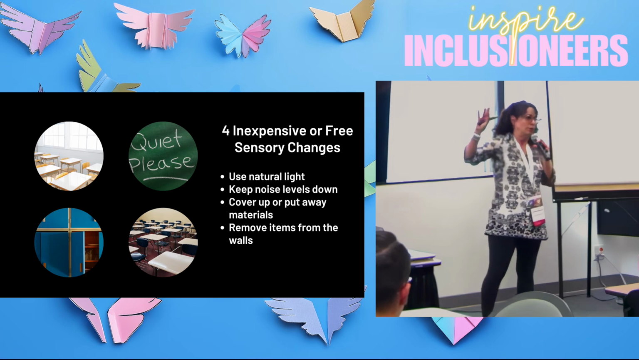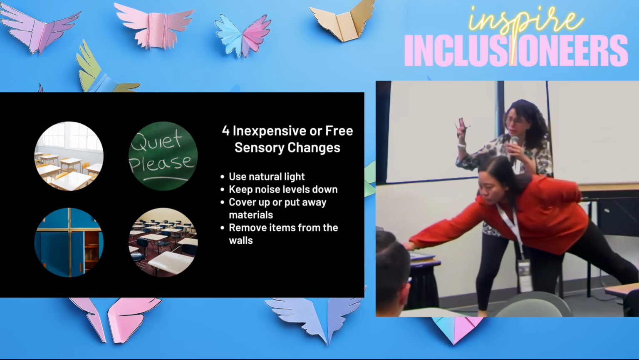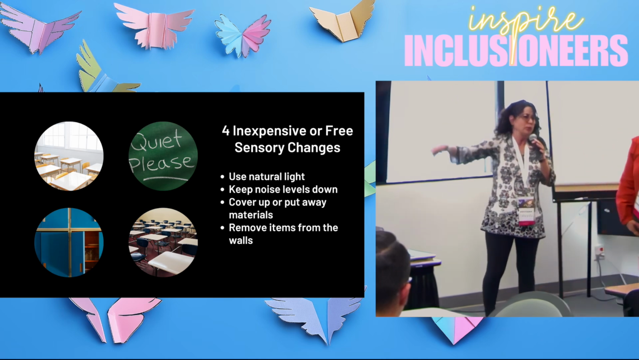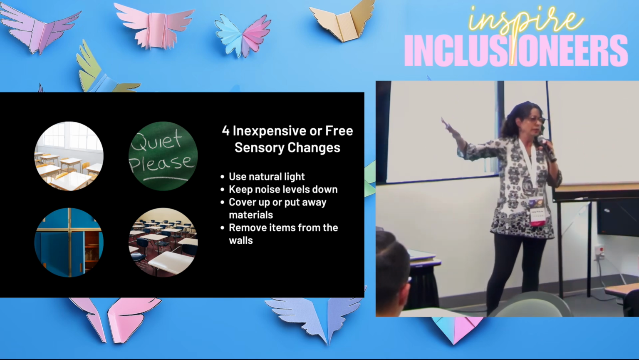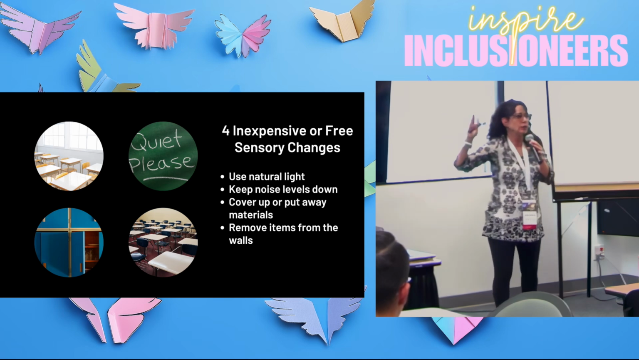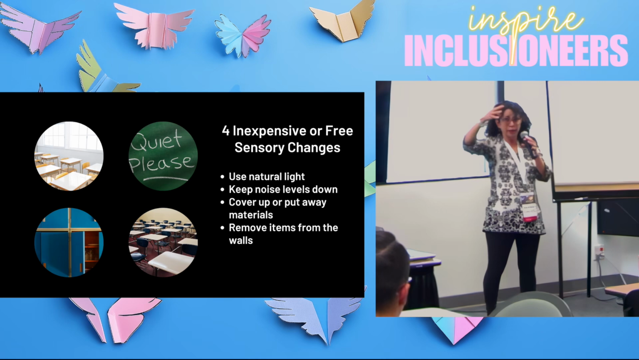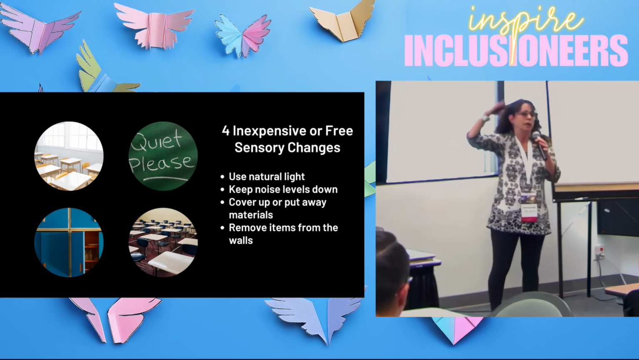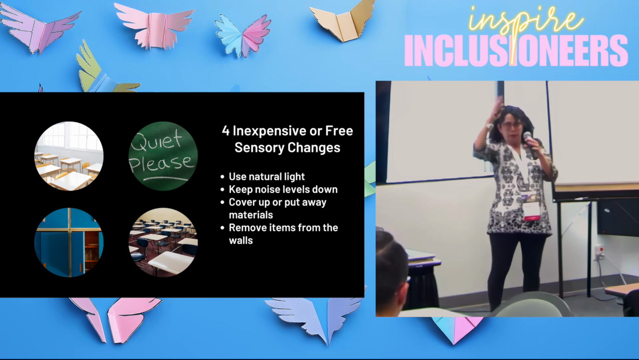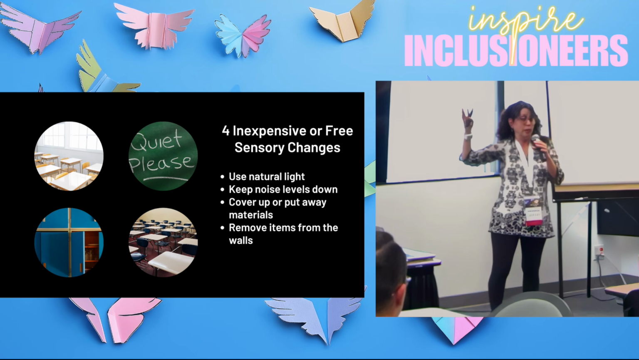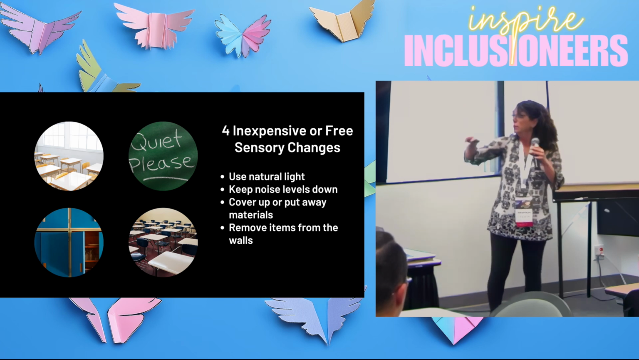And if you want to take away 4 things from what I'm going to say, these are 4 inexpensive sensory changes that you can make in your classroom that don't require much. First one is, if your classroom has access to natural light, use it. I know that's hard sometimes in the winter. I know sometimes it's hard depending on the position of the sun during the day, but if you can use the natural light, use it.